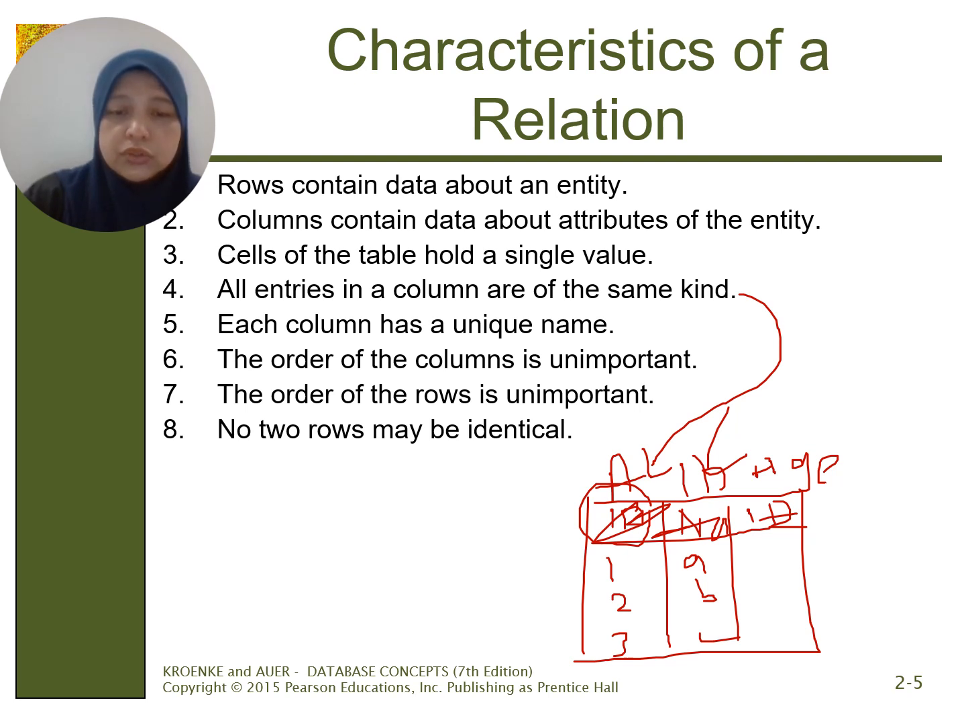The order of the rows is also not important. Let's say the first row you store ID 3, the second row you store ID 10, the third row you store ID 2, it's okay. The order of the rows is unimportant. No two rows may be identical. So you cannot have ID 1 here and ID 1 here, it cannot be identical. It should be unique, right?